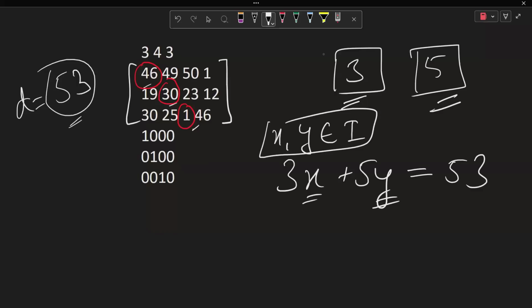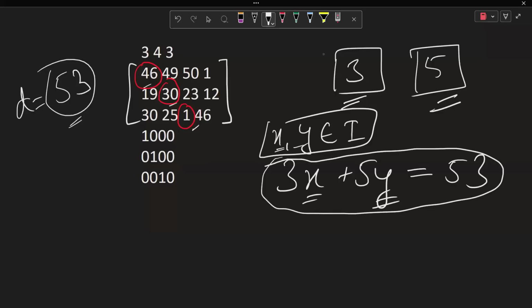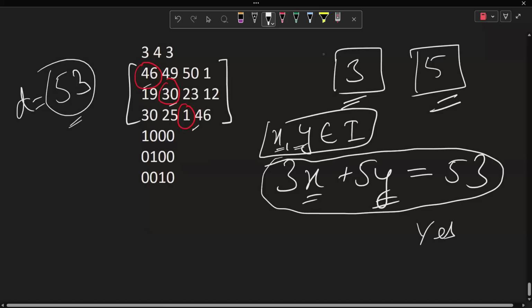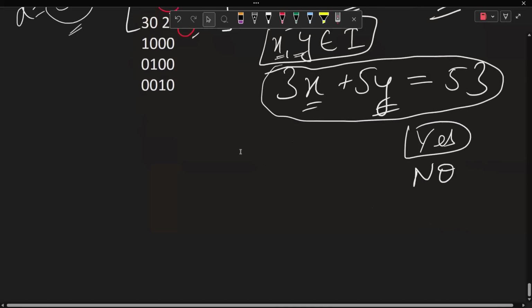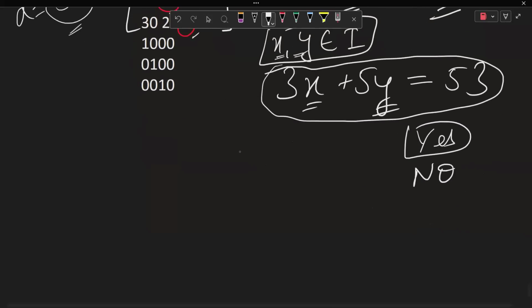So this is like a mathematical relation. What you got is, if you can make this relation true using integers x and y, which can be negative also, positive also, then it's a yes, otherwise it's a no. Now, when can you do this? So how are you going to solve this problem?